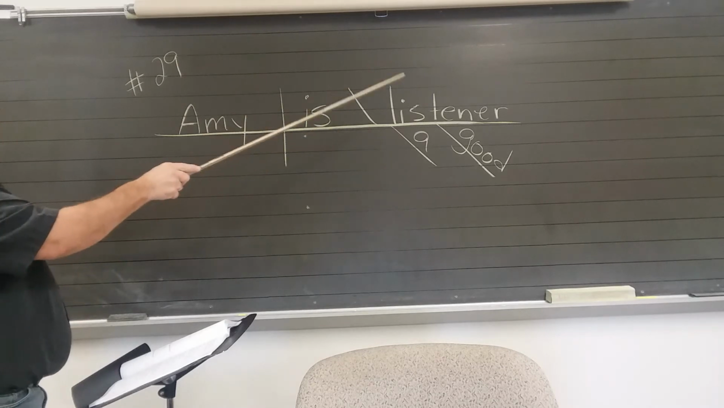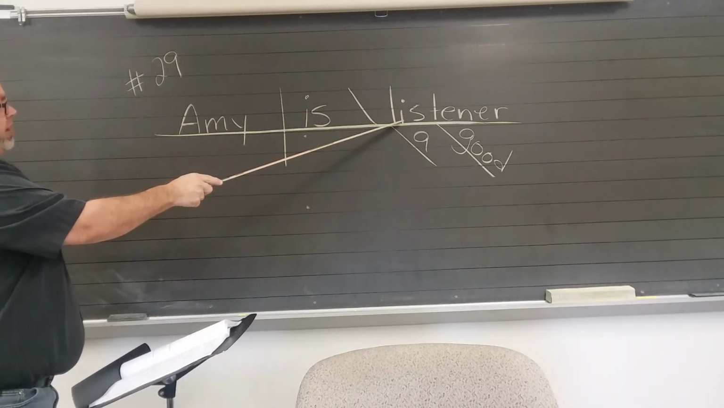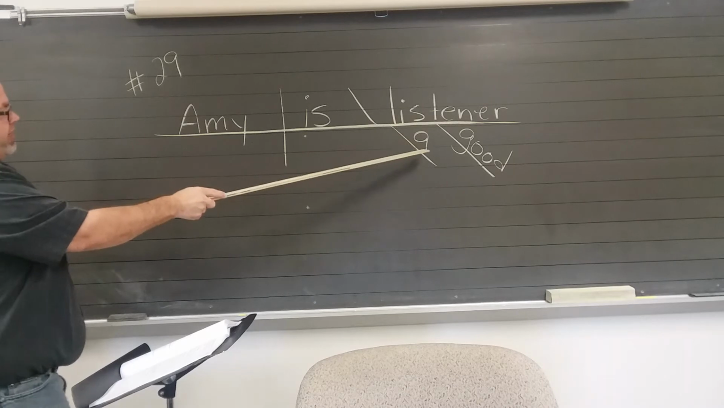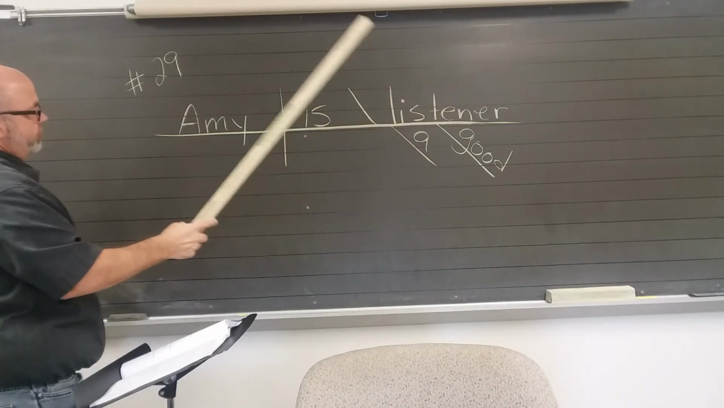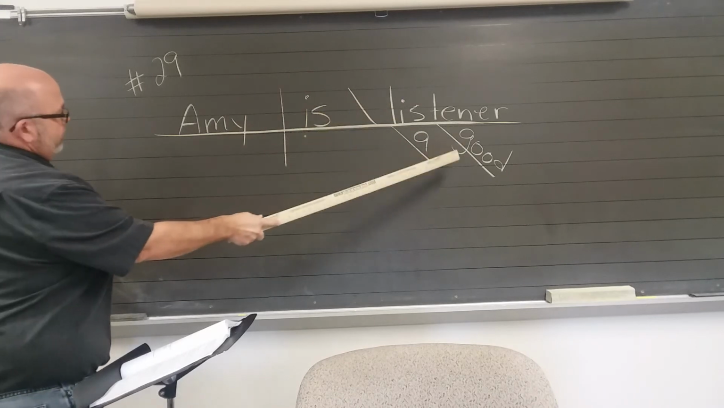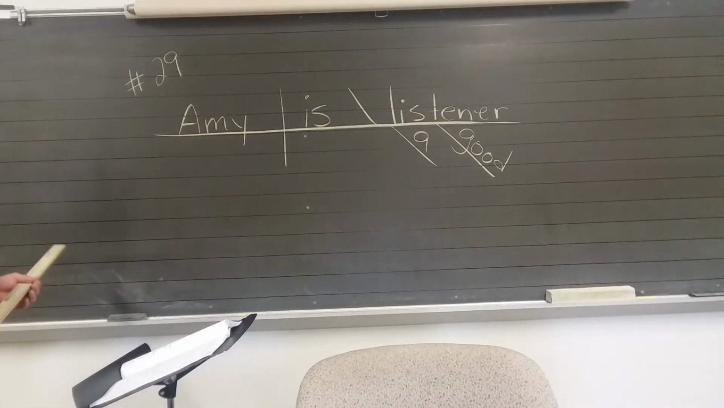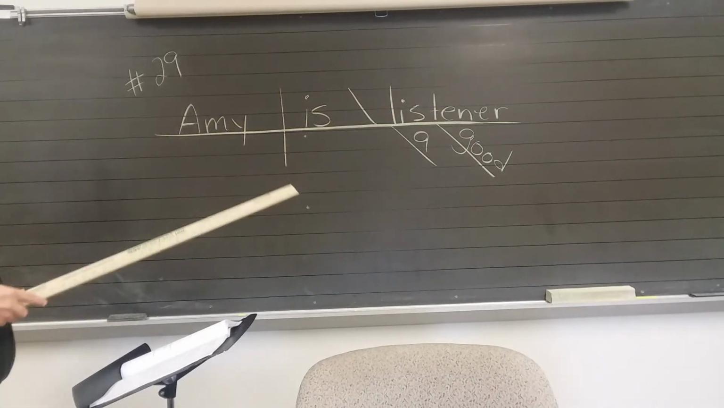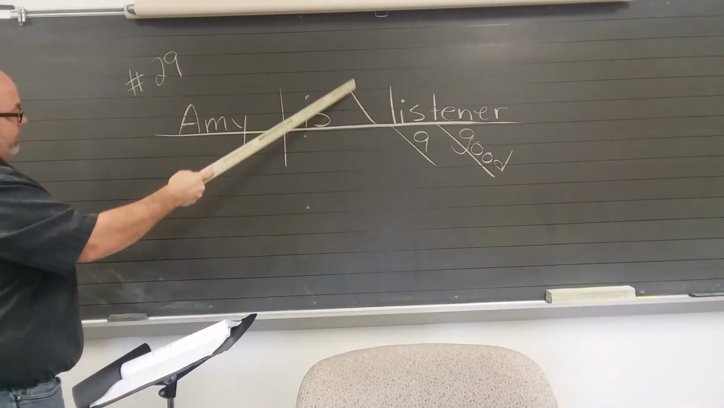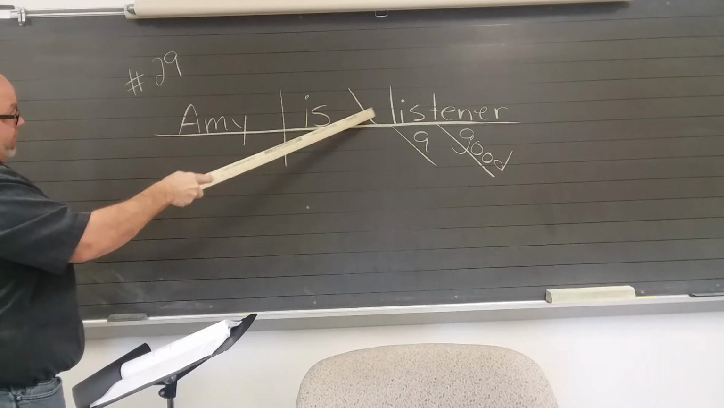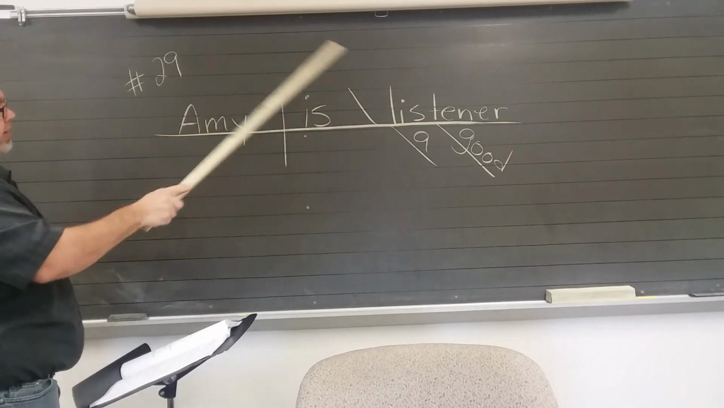Amy is listener. Listener is a predicate nominative. And then you simply have these adjectives, a listener, good listener, right? Amy is a good listener. Should look like that. Anything at the wrong place, 1 wrong. If you have listener under is, or if you have a straight line here instead of slanted, 1 wrong, okay?